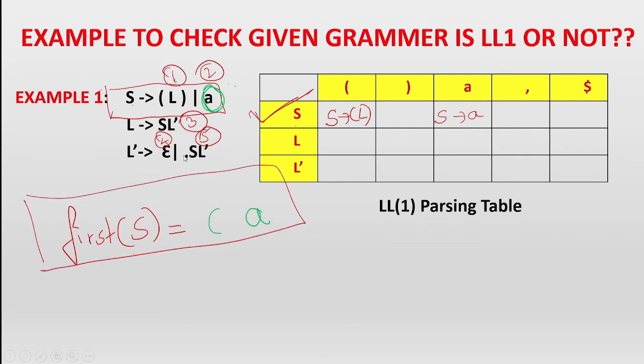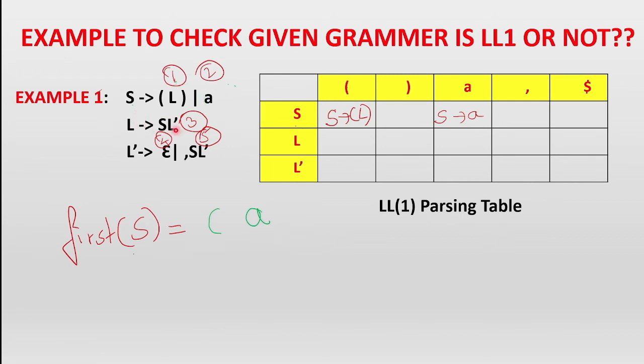Now the same thing we have to do for L and L dash. So now L has only one production, production number 3. We have to find the first of L now. So what is the first of L? Check the production of L, that is production number 3. Check it on the right hand side of that production. What is there at the first place?